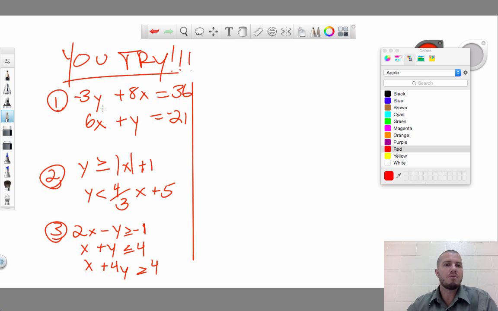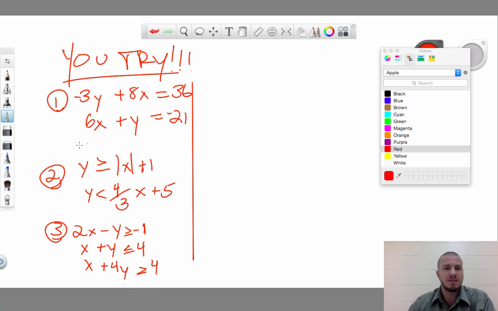So here are some U-try problems. Pay attention to whether it should be shaded or not. Like this first one is just equal signs. So that's just like the first one we did in the notes. Where they intersect, that's your solution. It's only 1 point. It's not the shaded region. Once you get to the inequalities, now they're shaded.